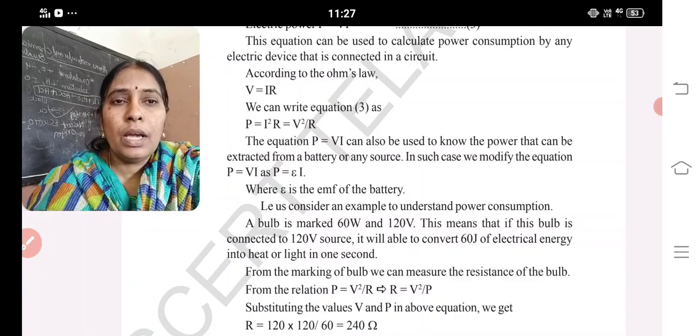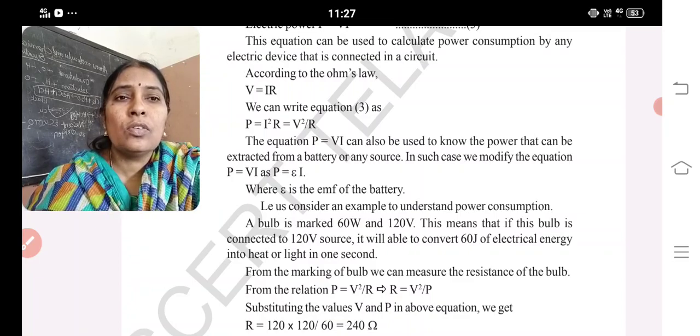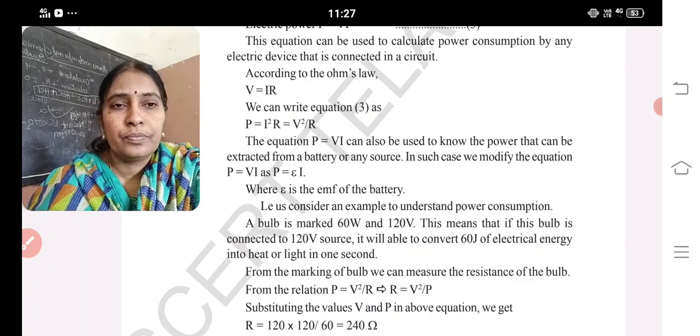A bulb is marked 60 watts, 120 volts. This means that if this bulb is connected to a 120 volt source, it will convert 60 joules of electrical energy into heat energy and light energy in 1 second. That is the meaning of the watt.